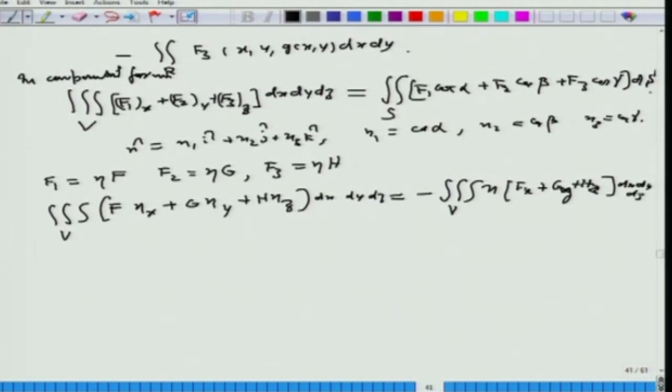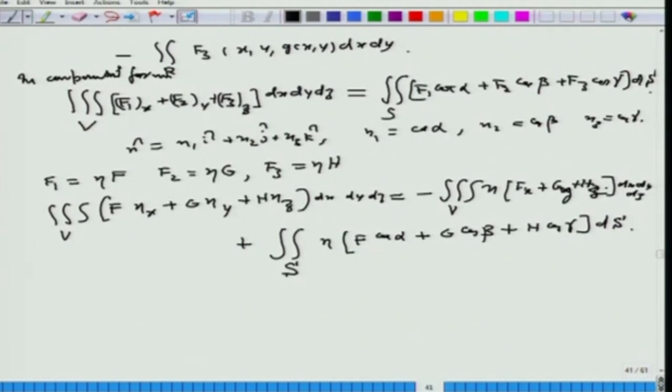Now, that boundary term is now a surface integral here. So, we get the surface integral over the surface S of eta, and then you have f cos alpha plus g cos beta plus h cos gamma dS. So, you can see that this is now three dimensional integration by parts. Here derivatives are on eta, so here eta x, eta y, eta z. Now, we shift these derivatives onto f, g and h, we get this minus sign here, and so we get fx plus gy plus hz here, and eta becomes free of derivatives, and this is the boundary term, here the boundary is the surface.